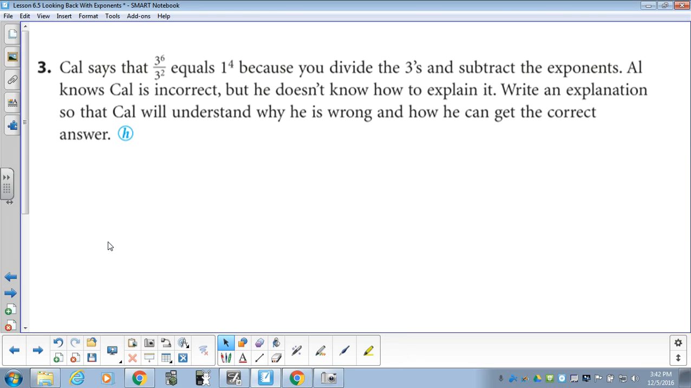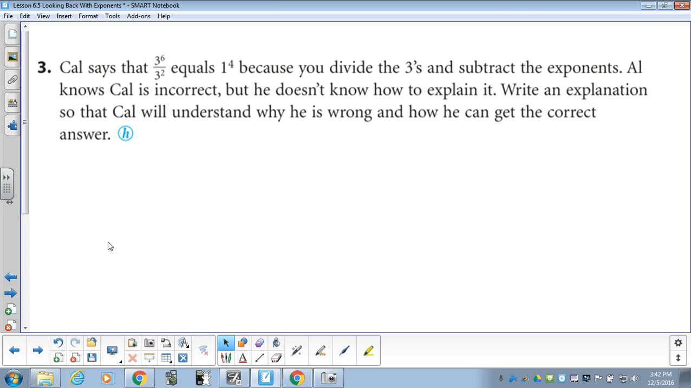3. Cal and his wrong math here. Cal says that 3 to the 6th power over 3 to the 2nd power equals 1 to the 4th power, because you divide the 3's and subtract the exponents. Al knows Cal is incorrect, but he doesn't know how to explain it. Write an explanation so that Cal will understand why he is wrong and how he can get the correct answer.